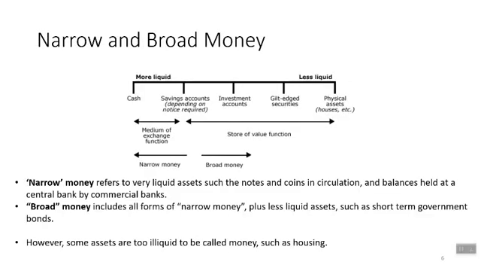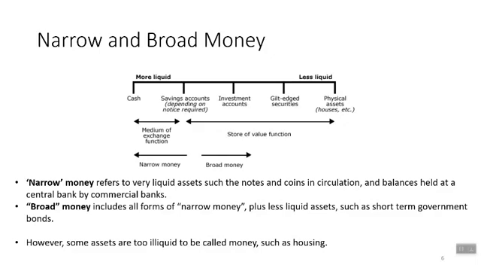Economists have both narrow and broad definitions of money. Narrow money refers to very liquid assets such as the notes and coins in circulation, and balances held at a central bank by commercial banks. However, broad money includes all forms of narrow money, plus less liquid assets, such as short-term government bonds. However, very illiquid assets, such as houses, are too illiquid to be called money.